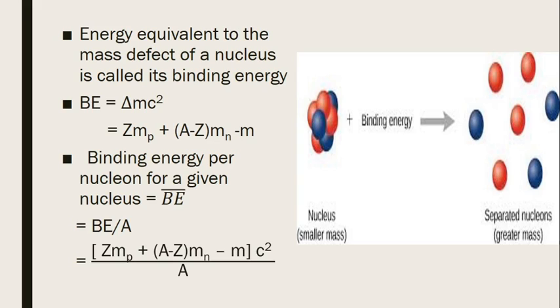Now what will be binding energy per nucleon? What is the total number of nucleons inside a nucleus? It is denoted by its mass number A, isn't it? So what will be binding energy per nucleon? It will be binding energy divided by A. So binding energy per nucleon is denoted by Be bar, which is equal to binding energy divided by A, which is, again you can substitute for binding energy as (Zmp plus (A minus Z) Mn minus M) into c square divided by A. So that is the expression for binding energy per nucleon.